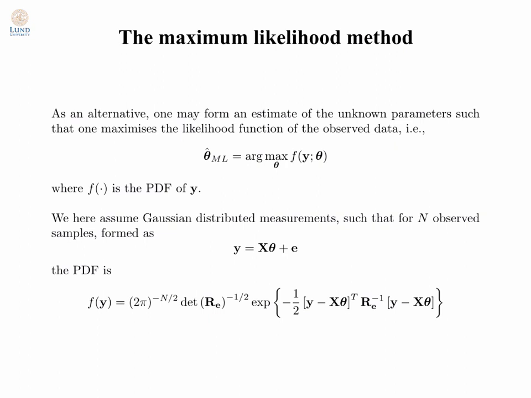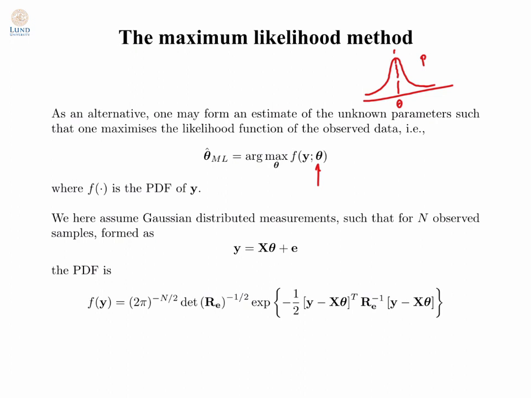We move over to the maximum likelihood estimator. The maximum likelihood estimator builds on the fact that you assume that you know the probability density function of the data. And in our case, since we assume it to be Gaussian, we try to find the parameters theta such that we maximize the probability density function. If I plot the probability density function, it's going to have its maximum around the mean, which will then be the location of the parameters.